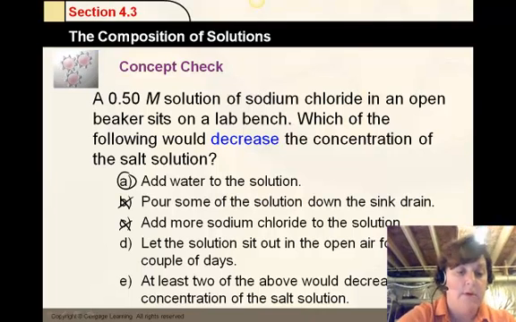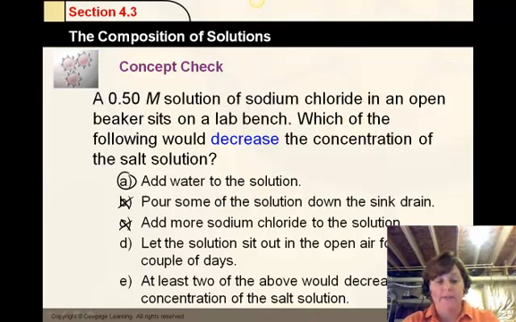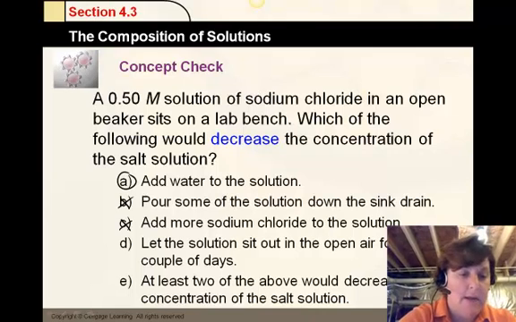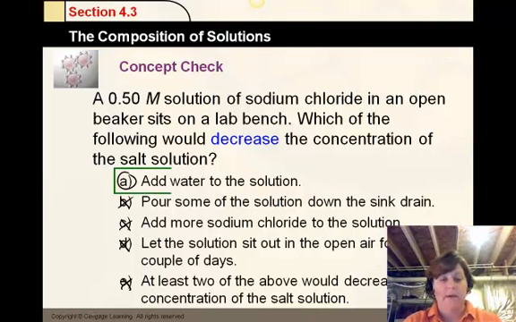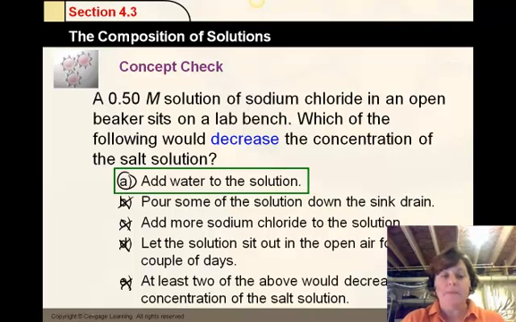So, goodbye to that. And then finally, let the solution sit out in the open air for a couple of days. Again, that's going to change the concentration, but as the water evaporates, what will be left behind is the sodium chloride, which will then become more concentrated in what remains in the bottom of the beaker. So I don't like that either, and obviously if I don't like that, I certainly do not like E. So let's see. Oh, goody, we were right. Adding water to the solution decreases the concentration.